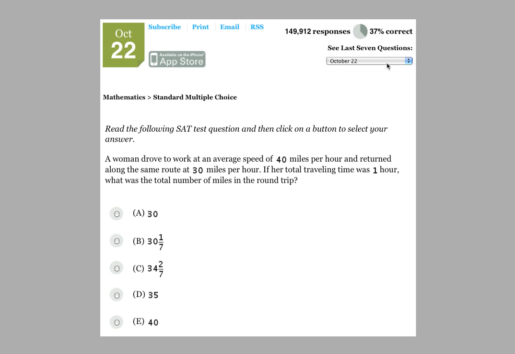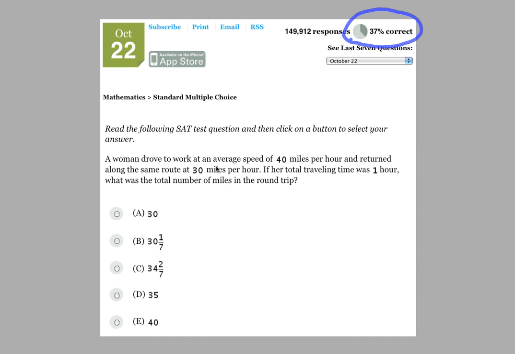Hi everyone, we're here for the SAT question of the day for October 22nd, 2011. Only 37% of students answered this math question correctly, so it's a very hard math question. That's a very low percentage of students to be answering correctly for a question of the day. So a nice tricky one for today. Alright, so let's go ahead and read it.